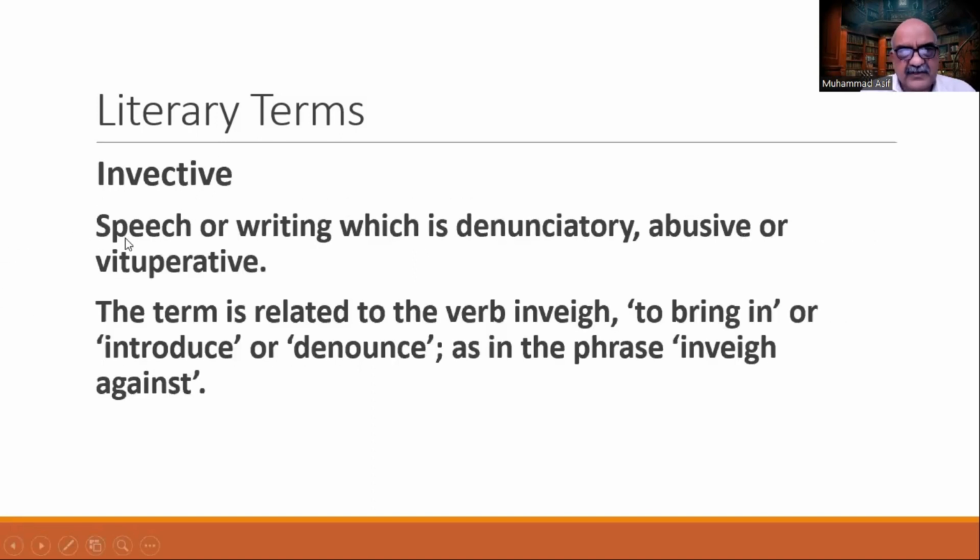Invective: speech or writing which is denunciatory, abusive, or vituperative. The term is related to the verb inveigh, to bring in or introduce or denounce, as in the phrase inveigh against.